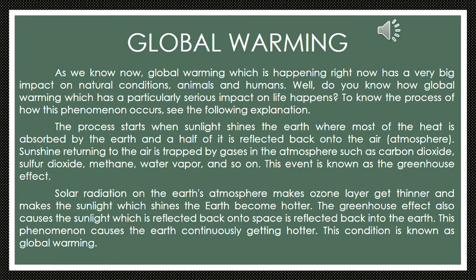Solar radiation on the Earth's atmosphere makes the ozone layer get thinner and makes the sunlight which shines on the Earth become hotter. The greenhouse effect also causes the sunlight which is reflected back onto space to be reflected back into the earth. This phenomenon causes the earth to continuously get hotter. This condition is known as global warming.